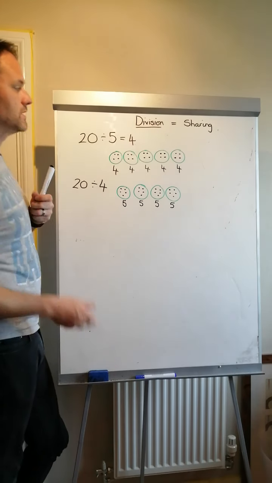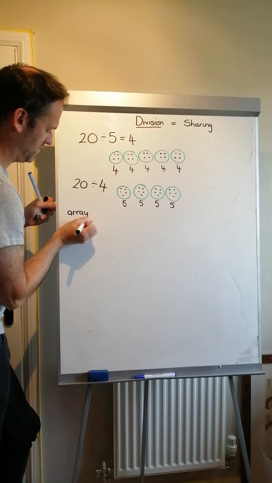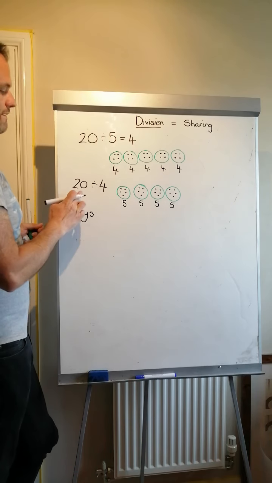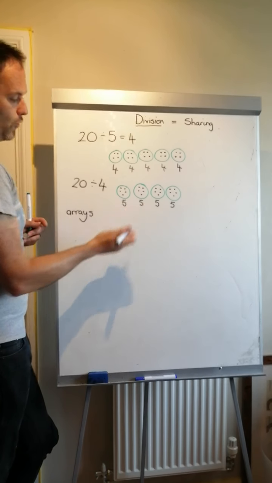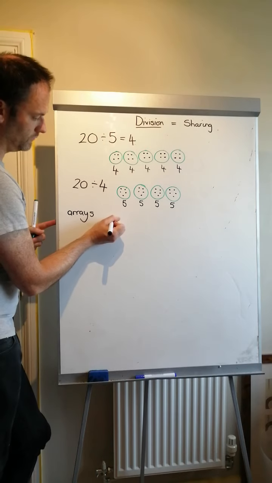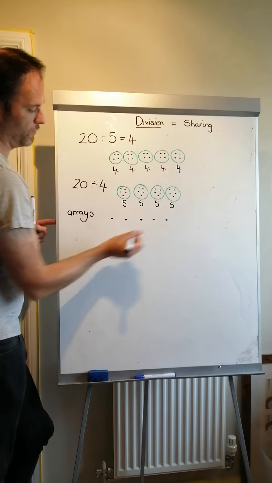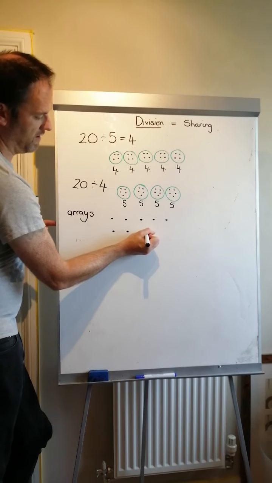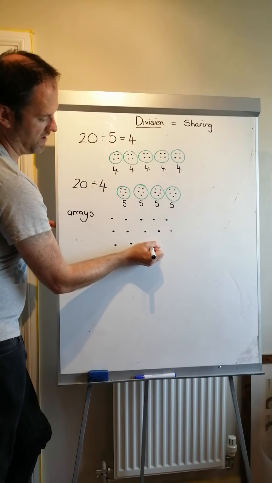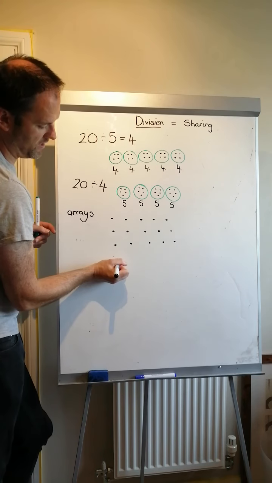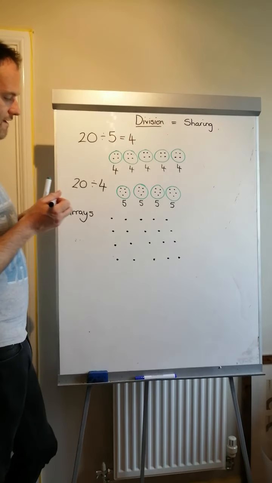So I mentioned arrays, just like we did yesterday. So here we've got 20. We've got them in 4 groups of 5. So there's one group of 5. There's another group of 5. There's another group of 5. And there's another group of 5.